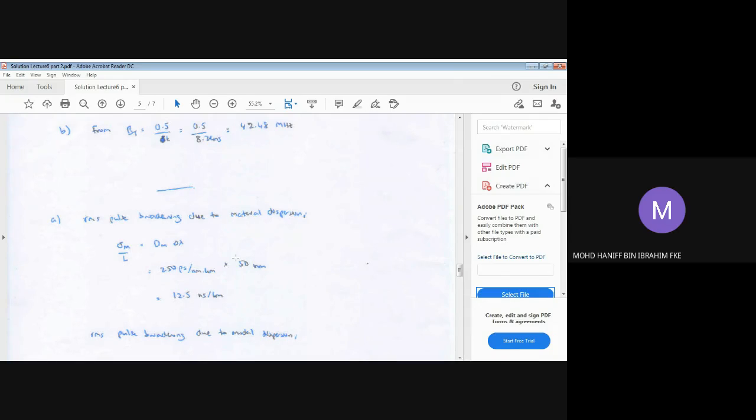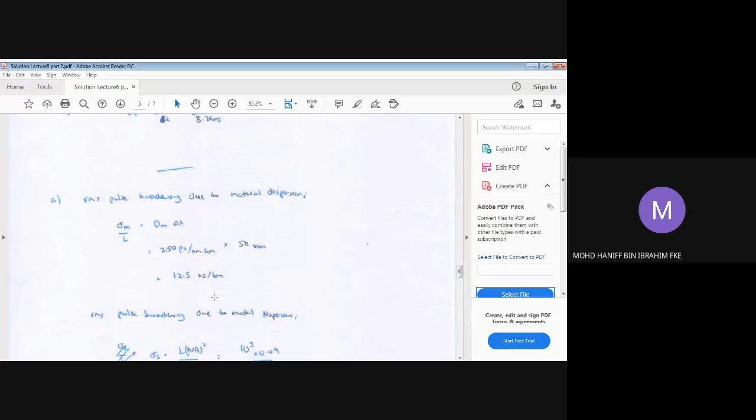What I did here is I concentrated on the first one, which is material dispersion. We have to use this equation, which is based on the RMS statistical equation. Sigma m over L, which is the RMS pulse broadening per kilometer, will be dm, which is given as 250 picoseconds per nanometer kilometer, multiplied with delta lambda. Delta lambda is given as 50 nanometers, and you get sigma m of 12.5 nanoseconds per kilometer. This is the value obtained for the first factor of dispersion, which is material dispersion.